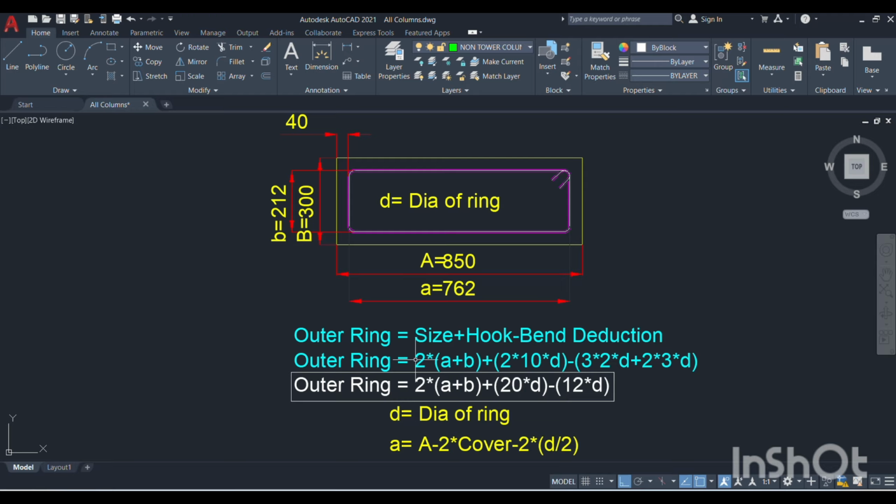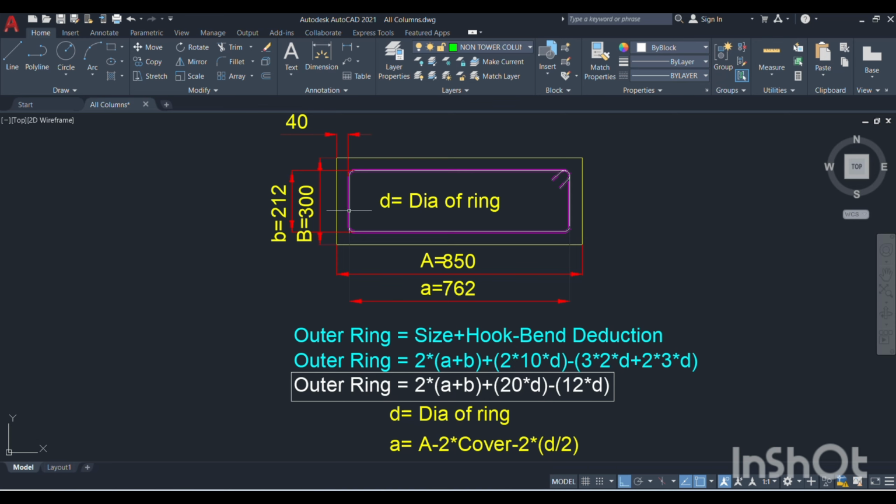Here the outer ring is equal to size. Size means 2 times of this a and this b. When you multiply this a 2 times and b 2 times, the center-to-center size of the ring will come, and then plus 2 times of this hook. One hook is equal to 10D, as per the standard, and there are 2 hooks, that's why 2 into 10D, minus bend deduction we need to do.